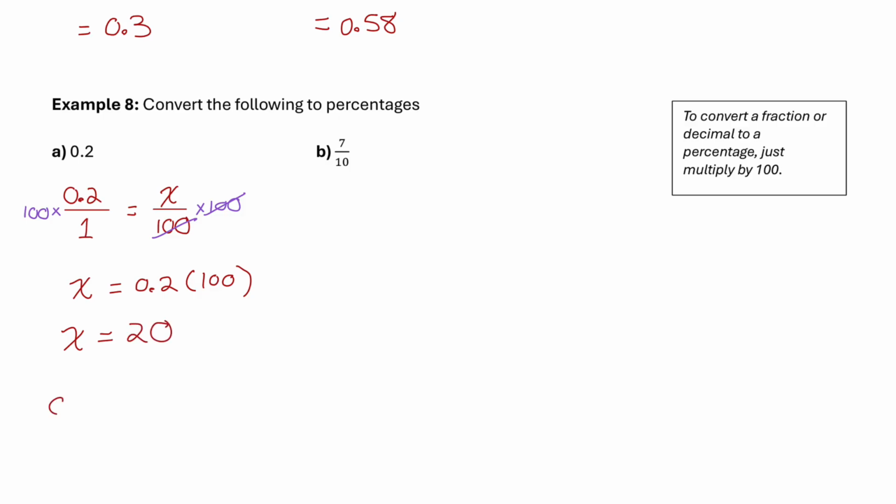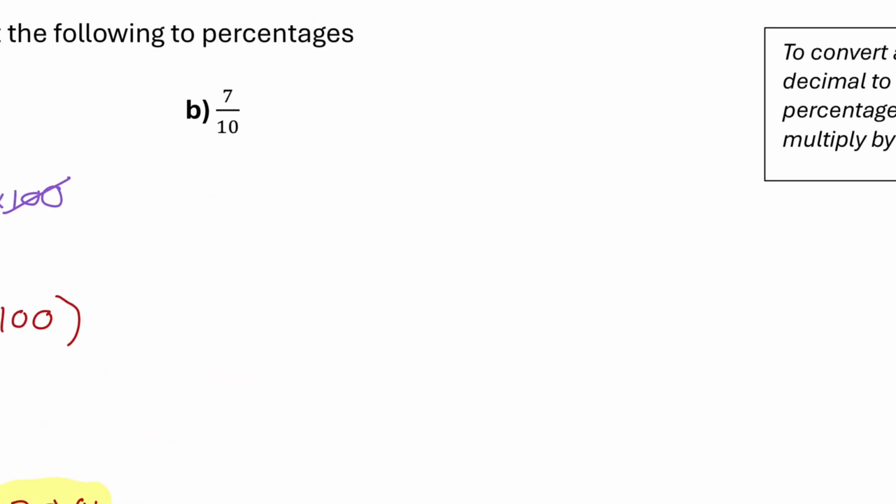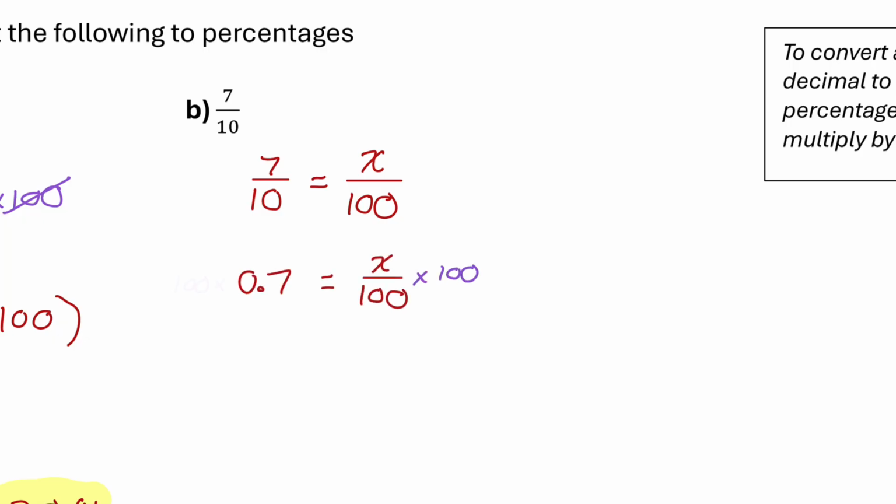So we've just figured out that 0.2 is equal to 20 over 100, which we can write as a percent as 20%. Part B is a little bit different because in part B, it's already a fraction. It's 7 over 10. And what I want to do is change that to a percent. So I need it to be some number, I'll call it x, over 100. Well, 7 divided by 10 is 0.7. And then to isolate x, I'll multiply both sides by 100. On the right, they cancel. And on the left, I have 100 times 0.7, which is 70. So x is equal to 70.